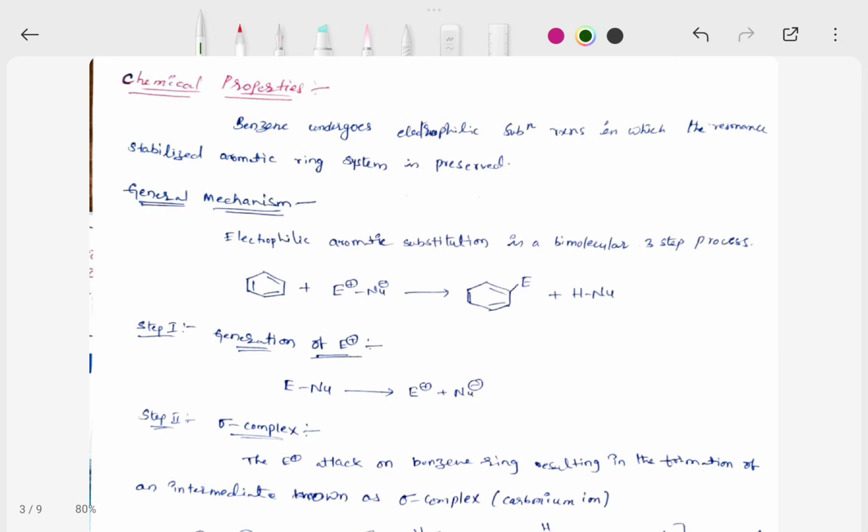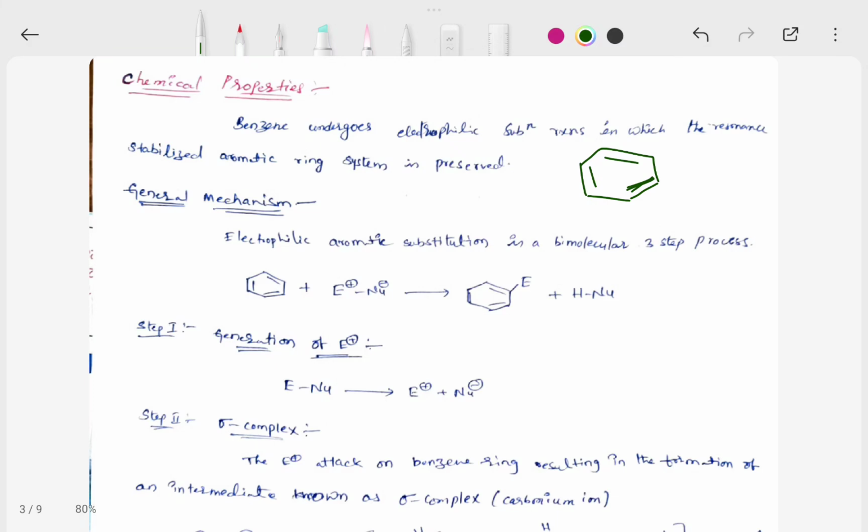Properties of benzene. In general, benzene is an unsaturated compound. It has three double bonds. Generally, unsaturated compounds undergo addition reactions, but benzene is an aromatic compound.